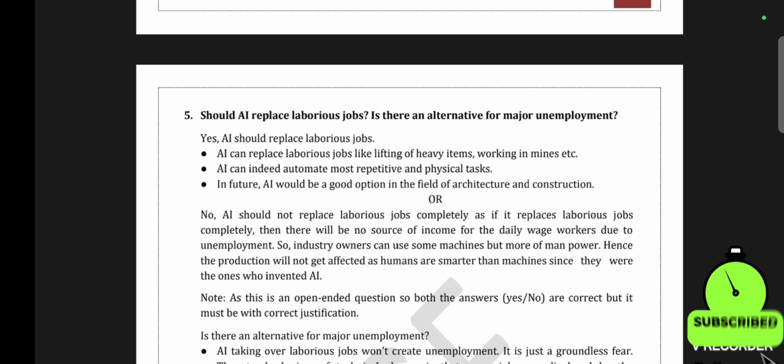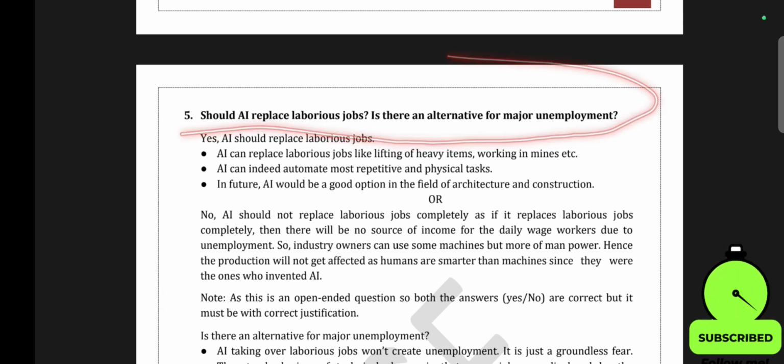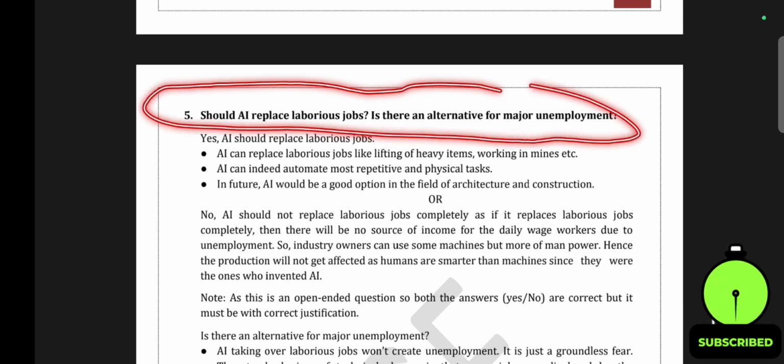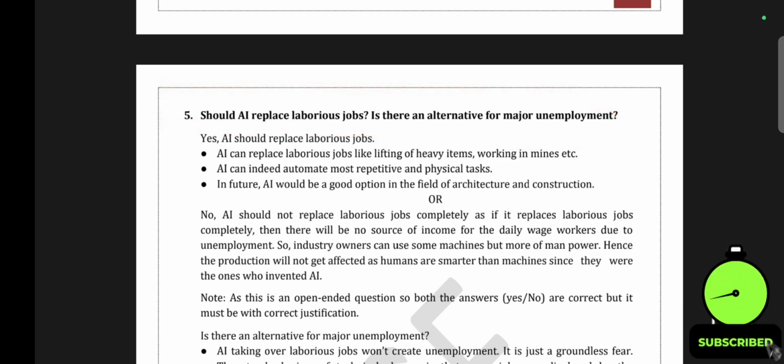You must know that CBSE has launched competency-based questions. So this is one type of competency-based question. These questions are given to judge your knowledge or judge your intelligence. So if you're going with yes, then you have to give this justification. If you're going with no, then you have to give this justification.